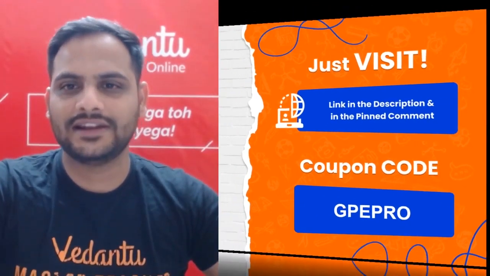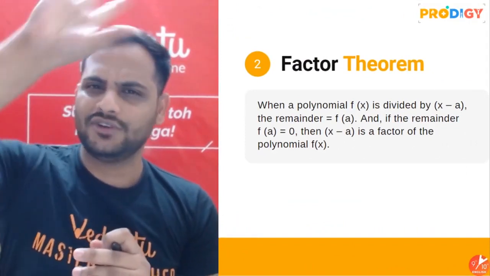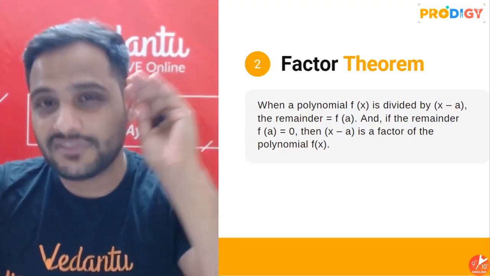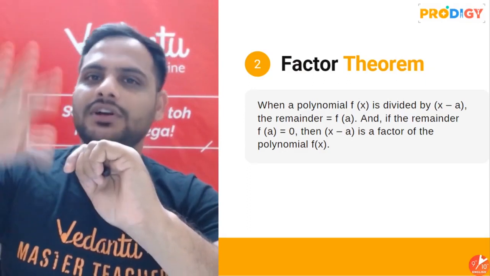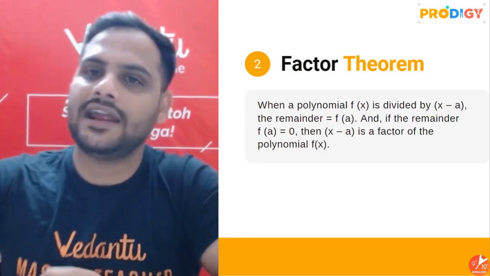Alright, let's move to the next part, that is our factor theorem. Now if you remember, we have done the remainder theorem and that was very easy. The divisor must be a linear polynomial. What we'll do: step 1, divisor equal to 0. Whatever value of x we have got, find out the value of the dividend at that value.